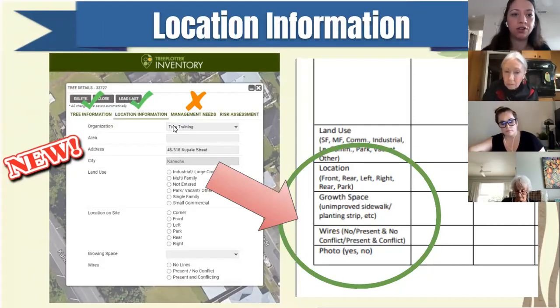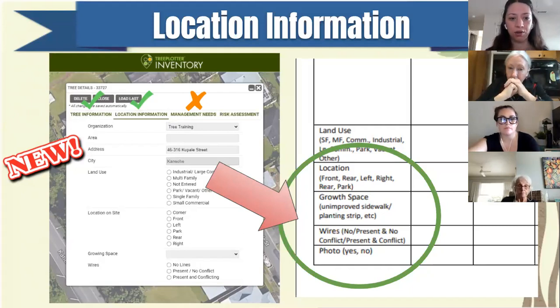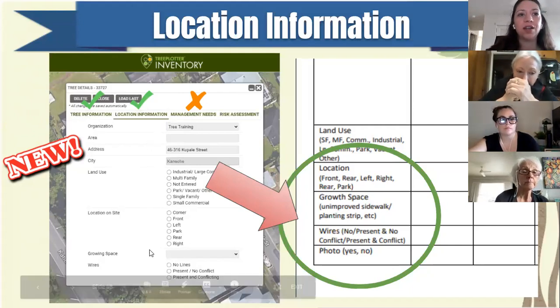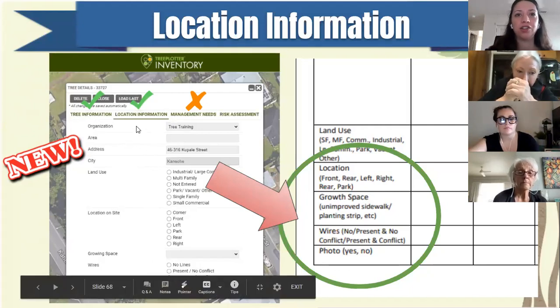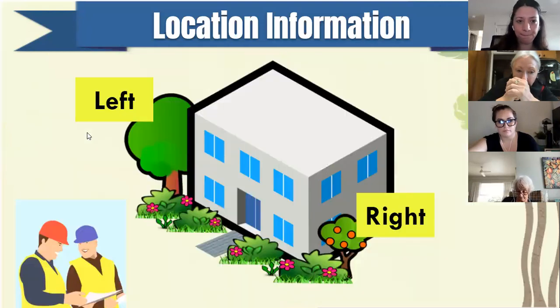And with the changes to the Tree Plotter inventory data platform, we used to use 3 tabs when recording all the information that we're taking in the field. It used to be the tree information, location information, and management needs. Now the management needs features are all together on the location information. I'm not sure how much detail you can see on the slide on your computer, but the land use, location site, growth space, and wires are all within the location information tab. And these are all the details that we're collecting on the bottom of the data sheet here. So it's simplified now to just 2 tabs.